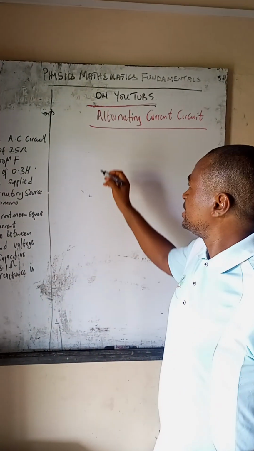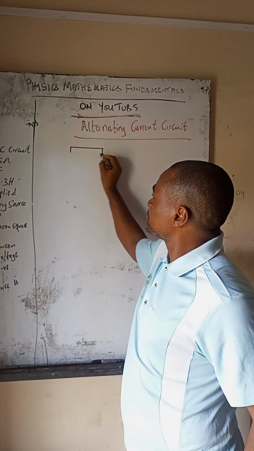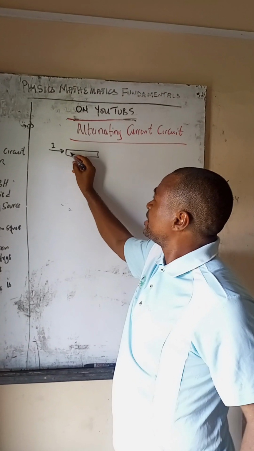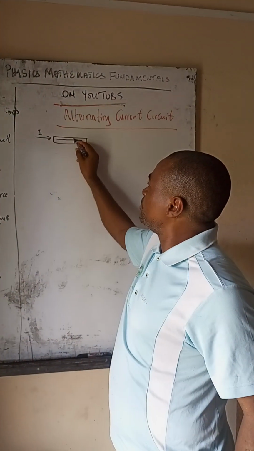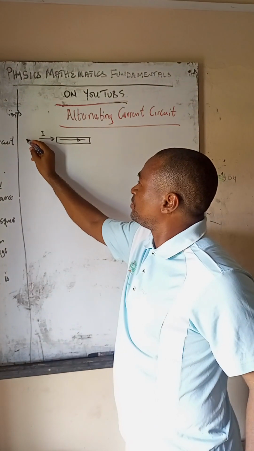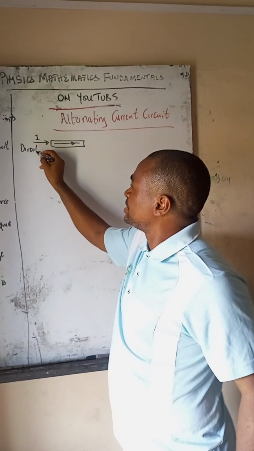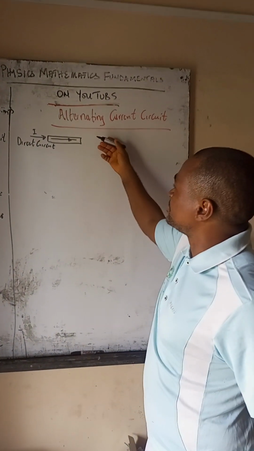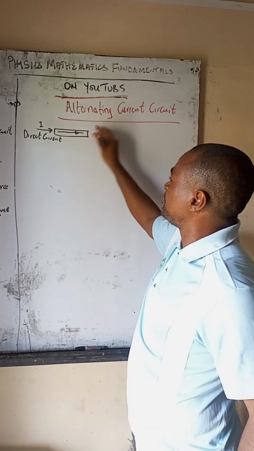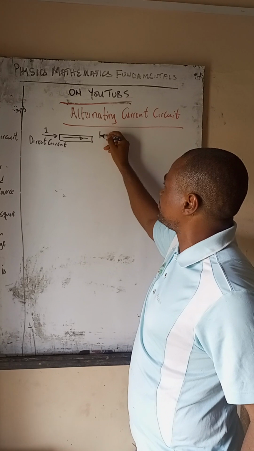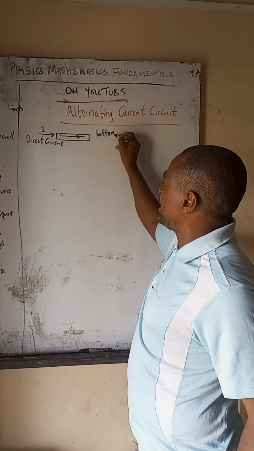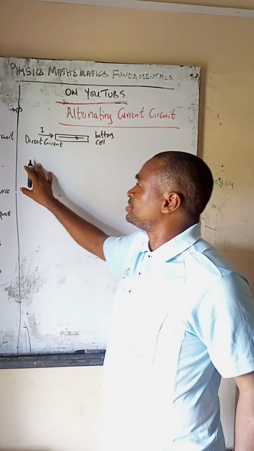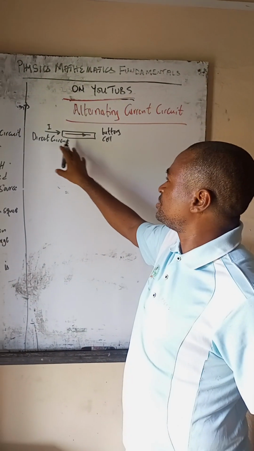For direct current, let's say you have this conductor and you supply a current I in this conductor. The current will move in only one direction. This is for direct currents, and these direct currents can be received from sources such as the battery and the cell.